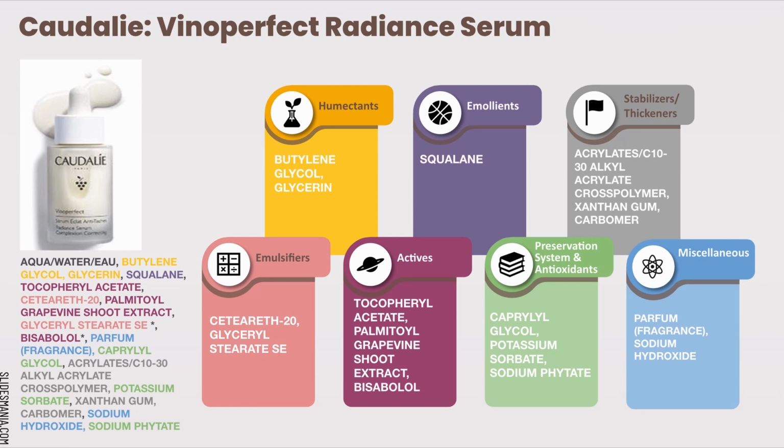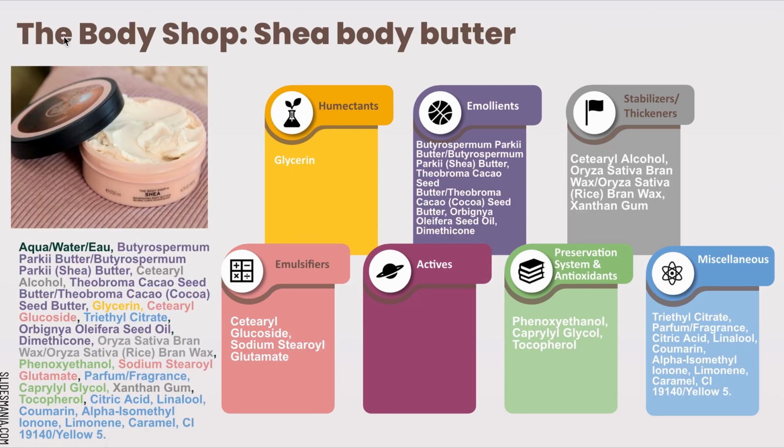formulation. Next we see the Body Shop Shea Body Butter, and here we see that it has water and then a bunch of butters: the shea butter, the cocoa butter, and then we also have the babassu seed oil and dimethicone, which are emollients. And then we have the cetyl alcohol, which is a thickener, used to thicken the product along with the rice bran wax down here. And then we have the glycerin, which is the humectant, and the cetyl glucoside and the sodium stearoyl glutamate are the emulsifiers.